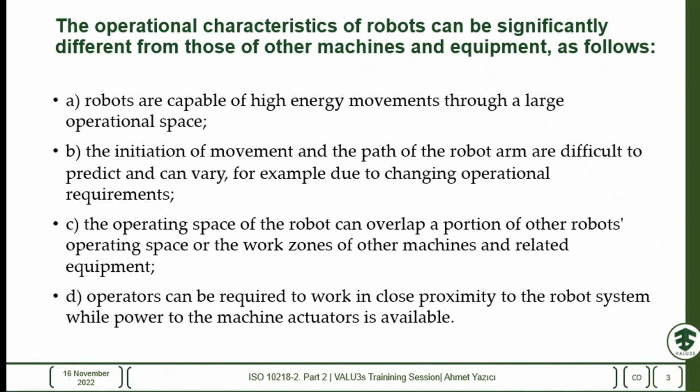Since robots are capable of high energy movement through a large operational space, and we also need high interaction with other systems and humans, operators can be required to work in close proximity to the robot system while the actuators on the robot are running. So we also need to define some extra safety standards here. Today, Part 2 focuses more on the basics of all these possible studies.